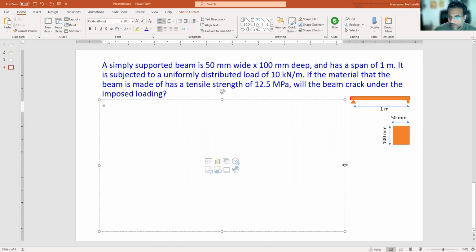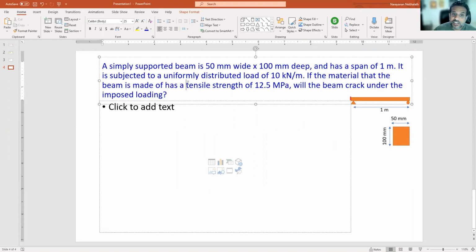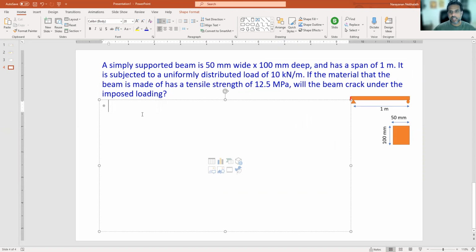Now, if you want to know if the beam will crack or will not crack, you have to find what is the stress in the beam. What is the maximum stress in the beam? You are given the strength of the beam, right? The capacity of the beam is given to you. You need to find out what is the stress in the beam under this given loading. So I'm hoping that you know how to calculate bending moments. If you want to draw the bending moment diagram, you can do that. Shear and bending moment diagrams, you can do that.